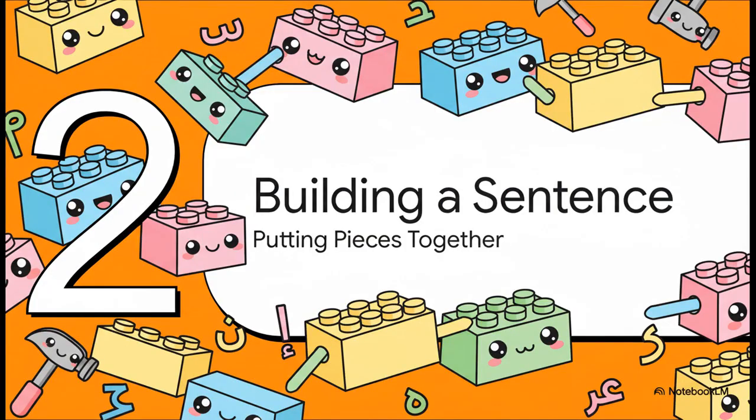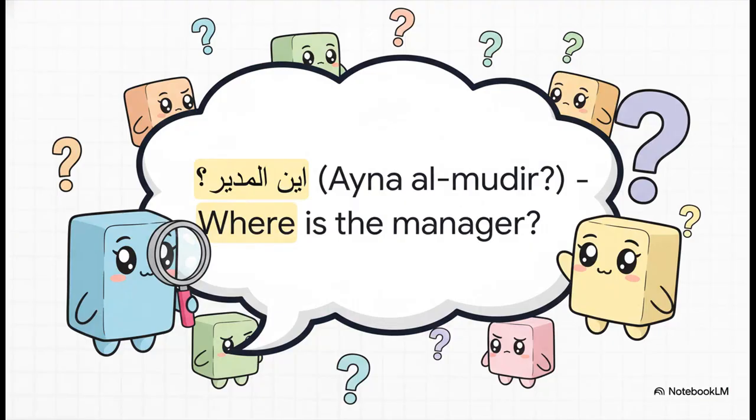Okay, now that we have all our building blocks ready to go, it's time for the really fun part, the construction. Let's see how these individual words can snap together to create a sentence that makes perfect sense. You know, a lot of good stories start with a simple question, so we'll begin with this one. Aina al-mudir? This just means, where is the manager? This question kind of sets the scene and gives us a little mystery to solve with the sentence we're about to build.